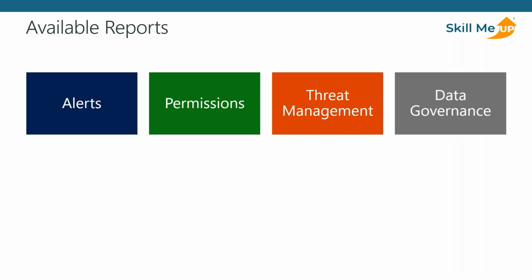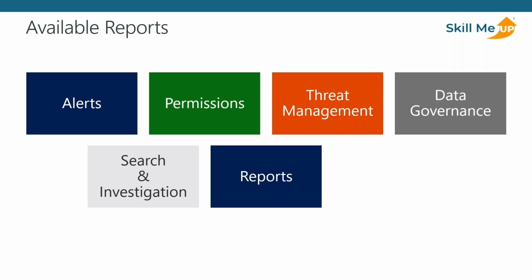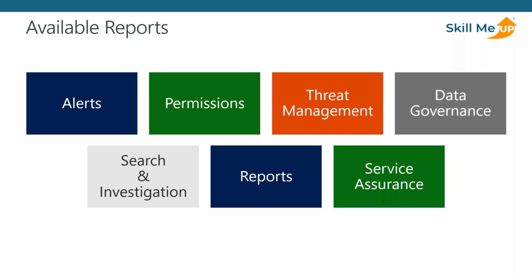We also have data governance, where data governance allows you to import email or share data from other applications, and then you can report on these capabilities. We have search and investigation, where you can obviously utilize the audit log, quarantine, eDiscovery, etc. We've then got reports that are just simple access reports for SharePoint Online, OneDrive, Exchange Online, and Azure AD. And then we also have service assurance ones.